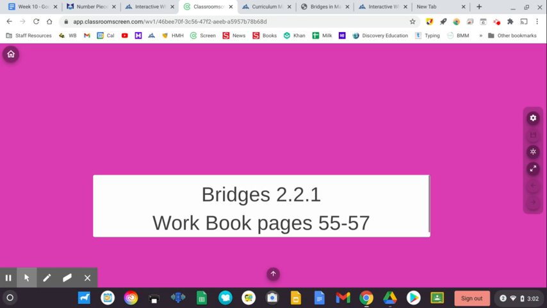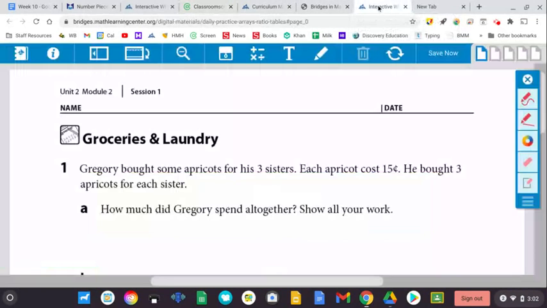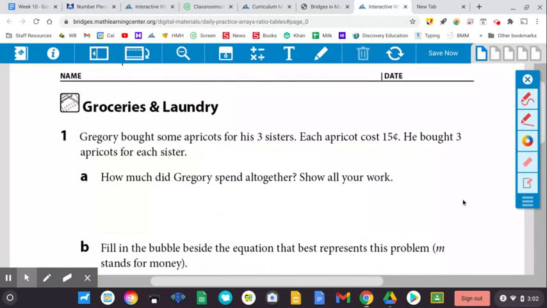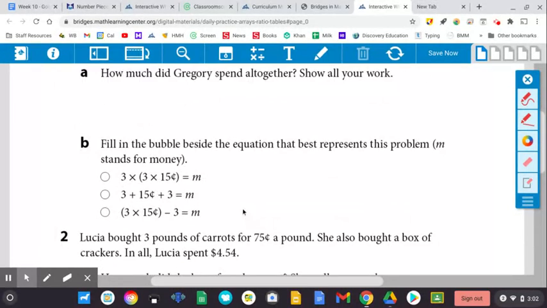The first thing I want you to do is turn to page 55 in your workbook, and that page looks like this. Okay, and we're talking about groceries. So Gregory bought some apricots for his sisters. Each apricot cost 15 cents, and he bought 3 apricots for each sister. How much did Gregory spend altogether? Show your work right here. Then decide which one of these equations represents the problem the best.